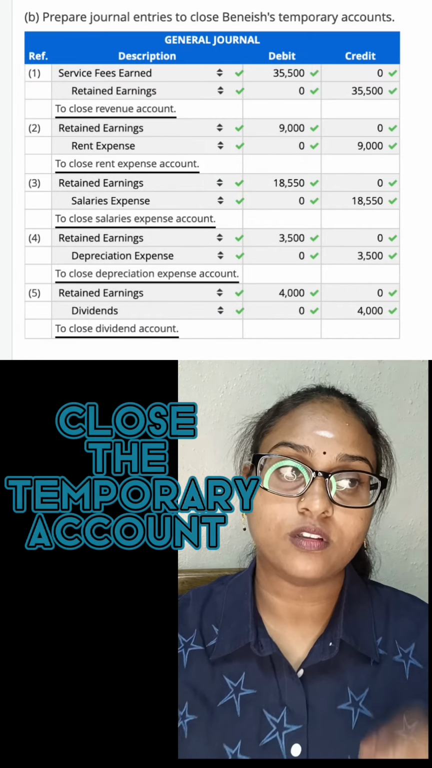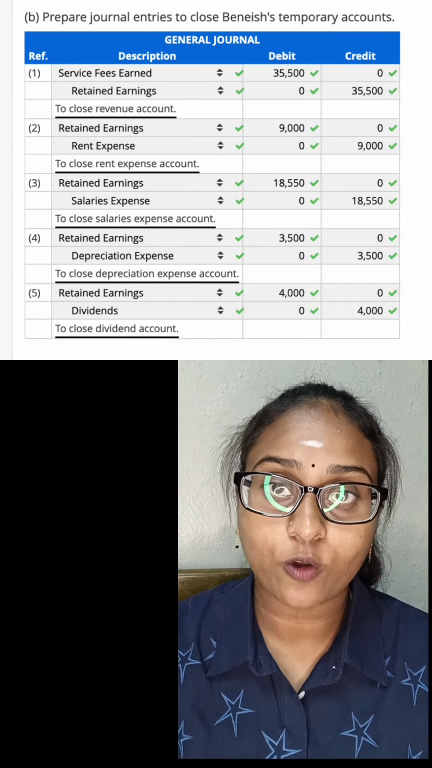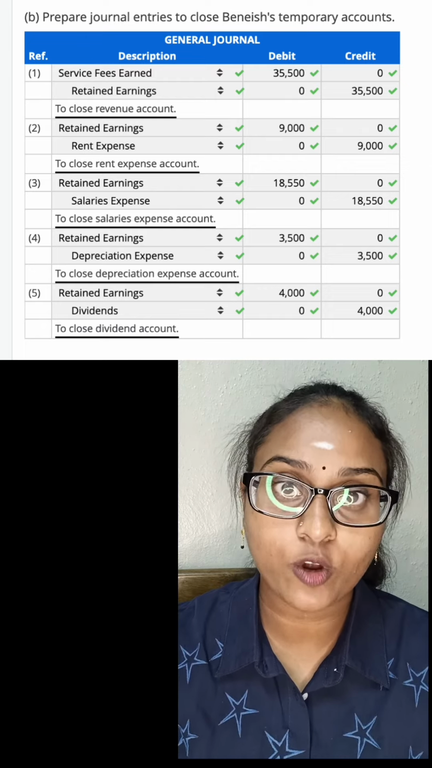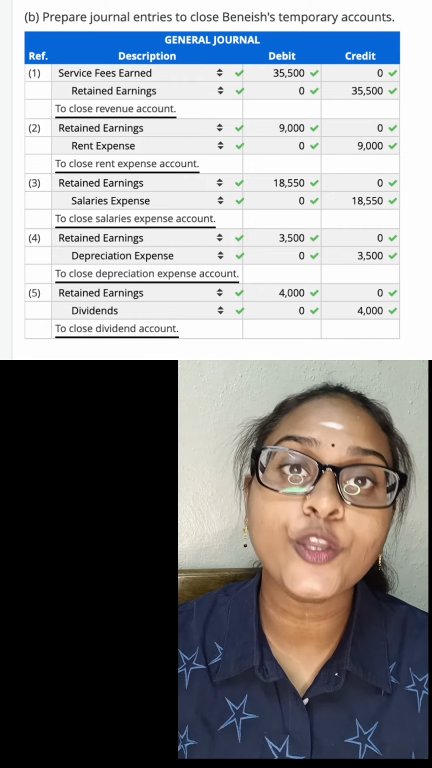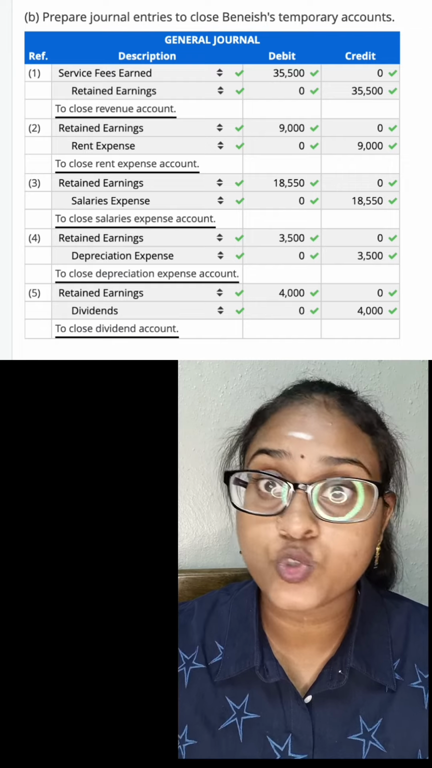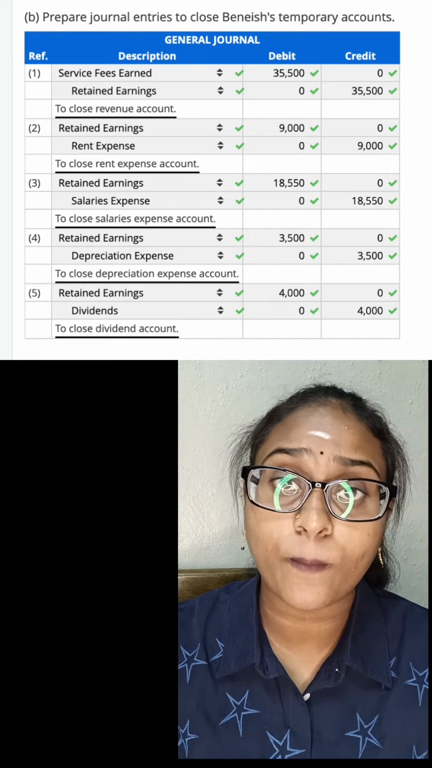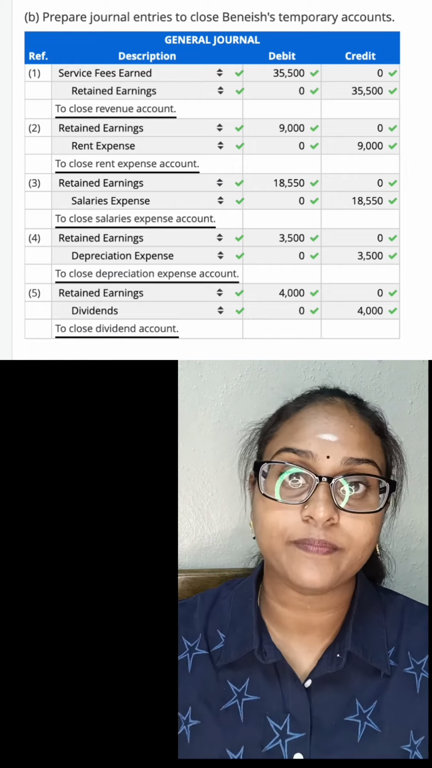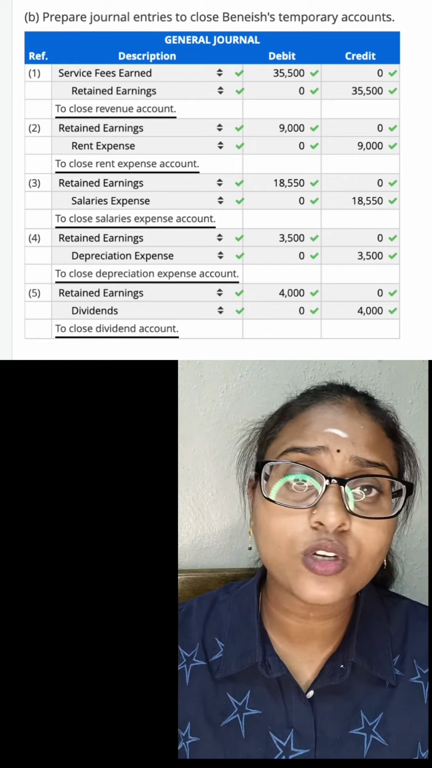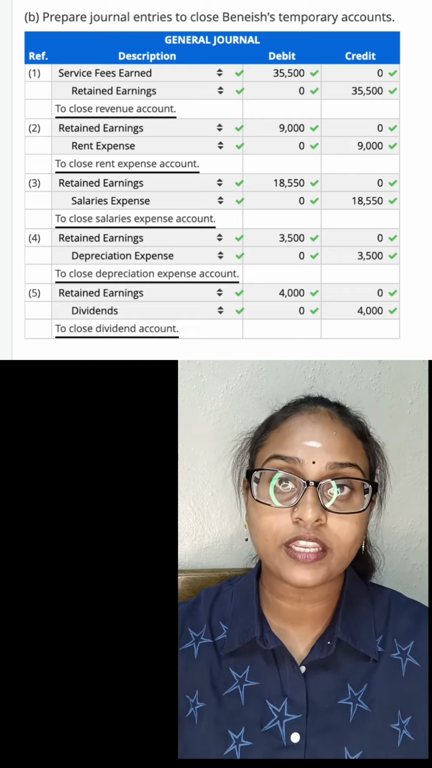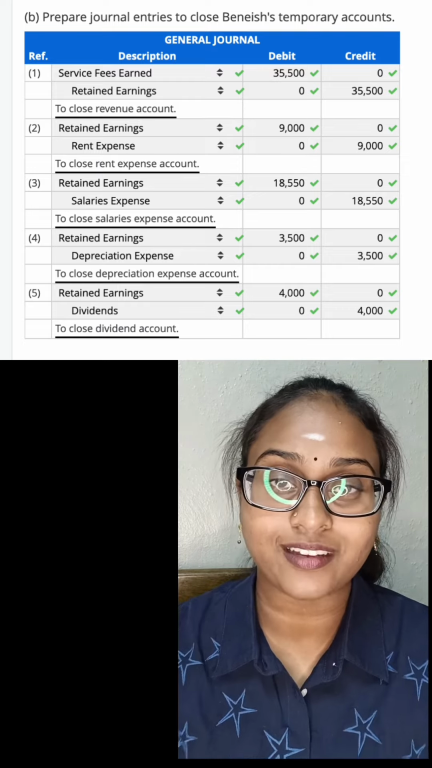The eighth process is close the temporary accounts. A temporary account is an account that is closed at the end of every accounting period and starts a new period with a zero balance. The accounts are closed to prevent their balances from being mixed in the balances of the next accounting period. The objective is to show the profits that were generated and the accounting activity of individual periods.